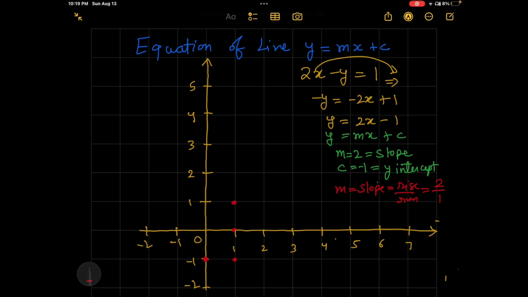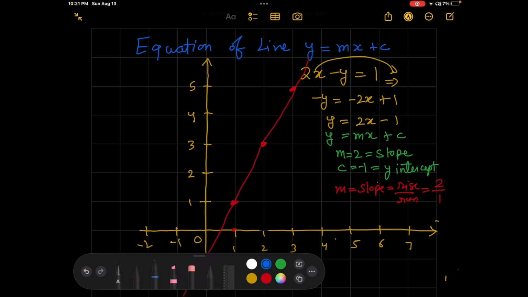Now, if we had a straight edge, we could just connect these 2 points and draw our line. But just for more explanation, I will do this a couple times. Again, one unit to the right and 2 units up. Again, 1 unit to the right and 2 units up. All these are the points which are part of this line. So we will connect these, and that is our line. That is the line 2x minus y is equal to 1.